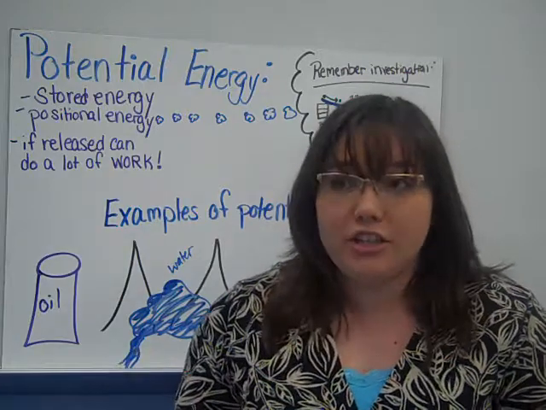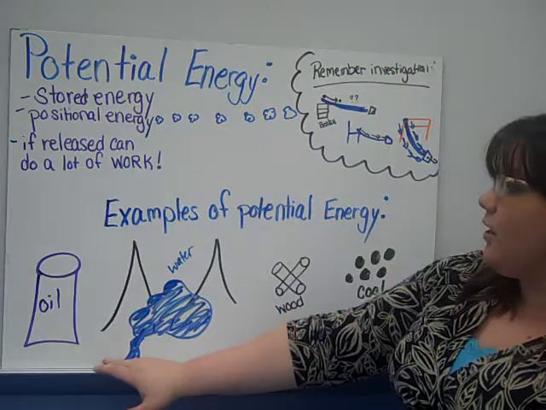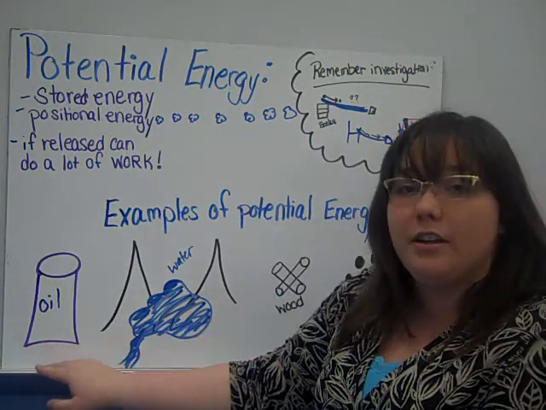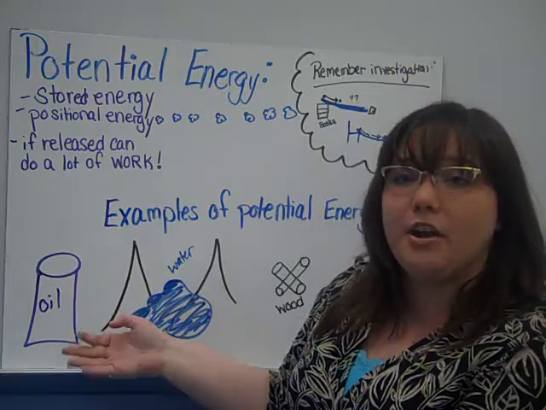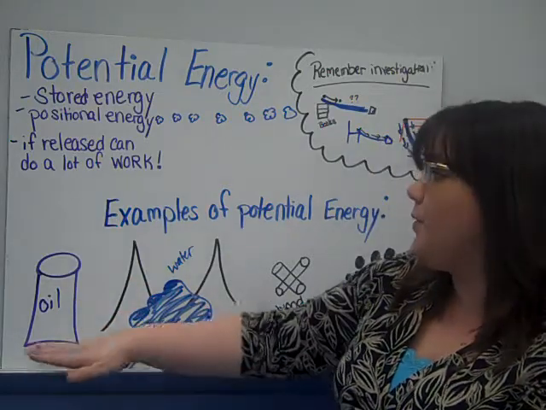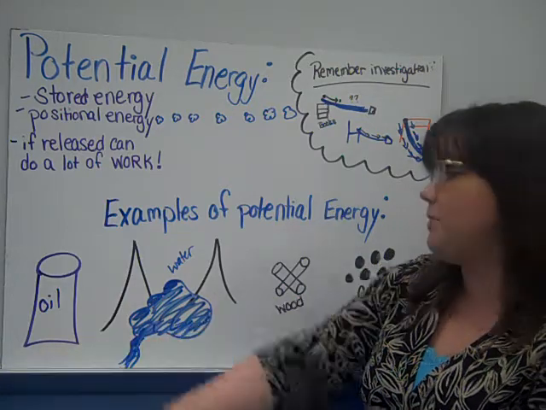Remember, chemical energy is another form of potential energy. So we have some examples here of potential energy. We have oil, like that we put in our cars. We turn it into gasoline, put it in our cars. They fuel our cars, they let them go. That is a potential energy. It doesn't have energy until we burn it and make something move.